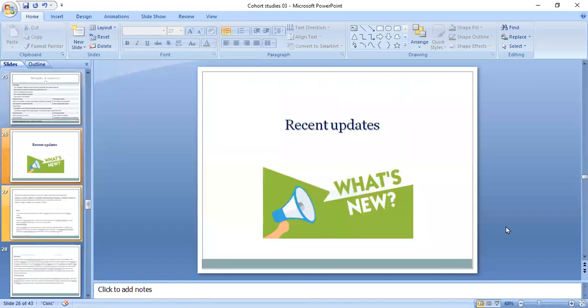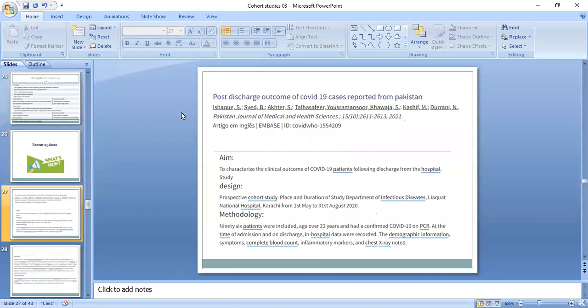So, time for recent updates. The first article's title is Poor Discharge Outcome of COVID-19 Cases Reported from Pakistan. This is a study that was published in 2021. The aim of the study is to characterize the clinical outcomes of COVID-19 patients following discharge from hospital. The design of the study is a prospective cohort study. The place and duration of the study is the Department of Infectious Diseases, Liaquat National Hospital, Karachi, from 1st May to 31st August 2020.